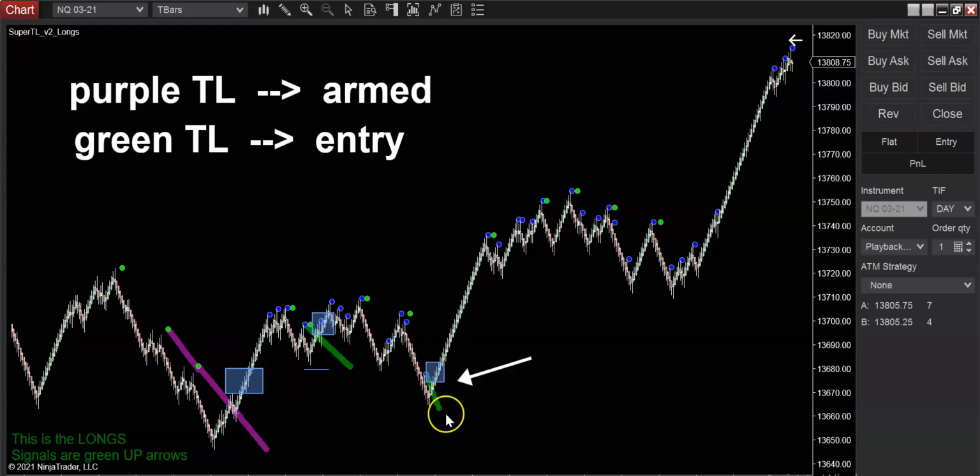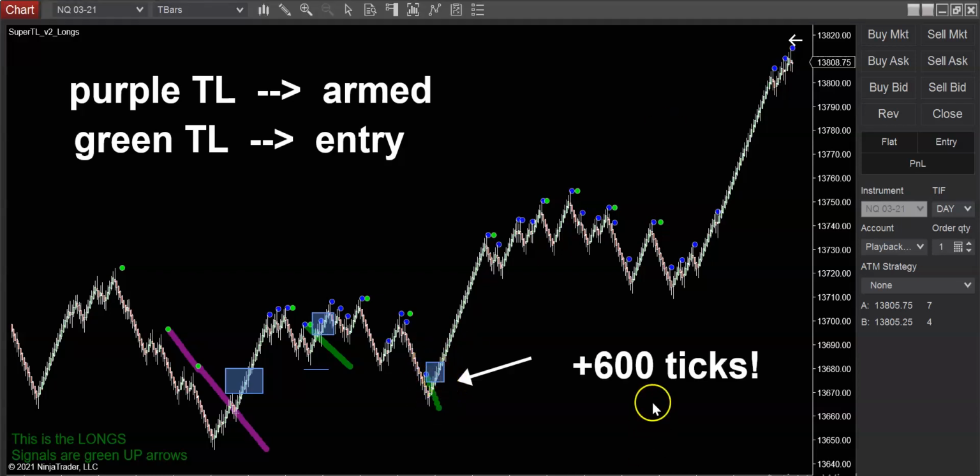As you can see, this green trend line is drawn, and so there was a second entry right over here. And boy, did this run for a monstrosity of a winner. I mean, 600 ticks. I don't know if you guys are even aware of what 600 ticks means. Just trust me, people would kill to catch 600 ticks in a week, whereas this strategy was able to catch 600 ticks in just a couple of hours.